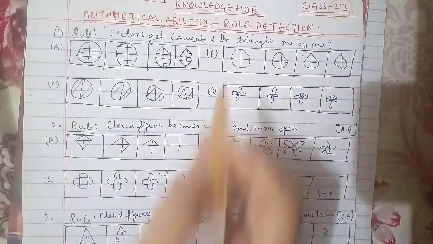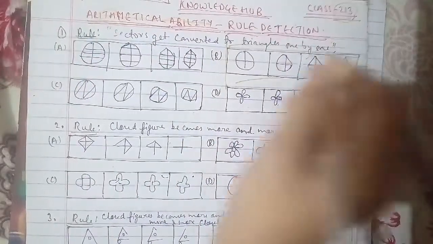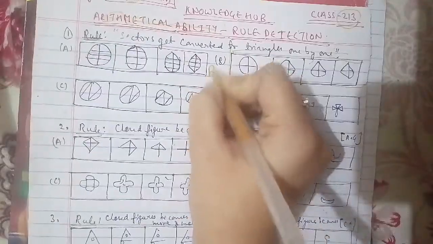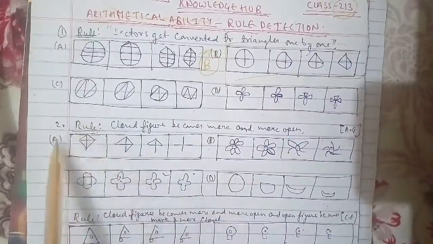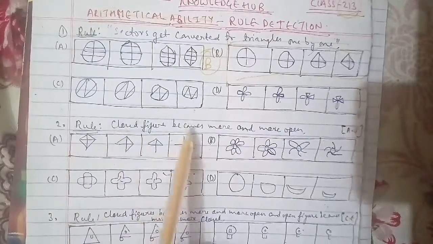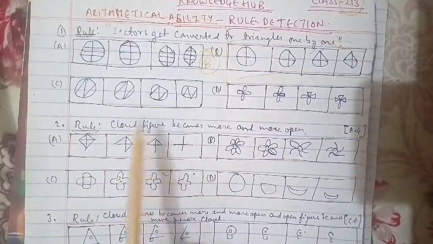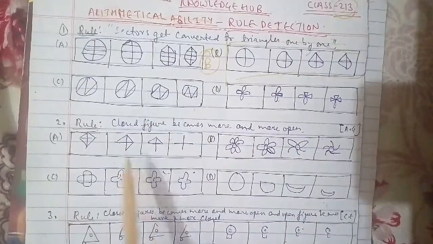Now we'll go ahead with another one, the second question of the session. In each of the following questions, you have to choose the set which follows the given rule. The rule we have been given is that closed figures become more and more open. All the closed figures will keep becoming open one after another.